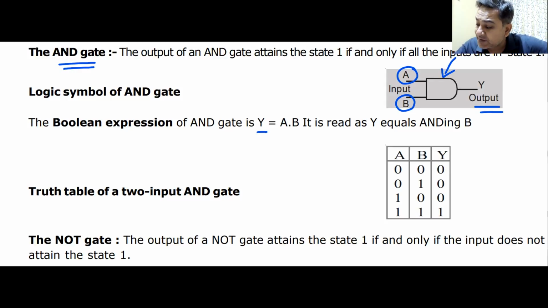And what is the Boolean expression? The output Y is A dot B, or A multiplied by B. Do we understand this? Yes, sir.